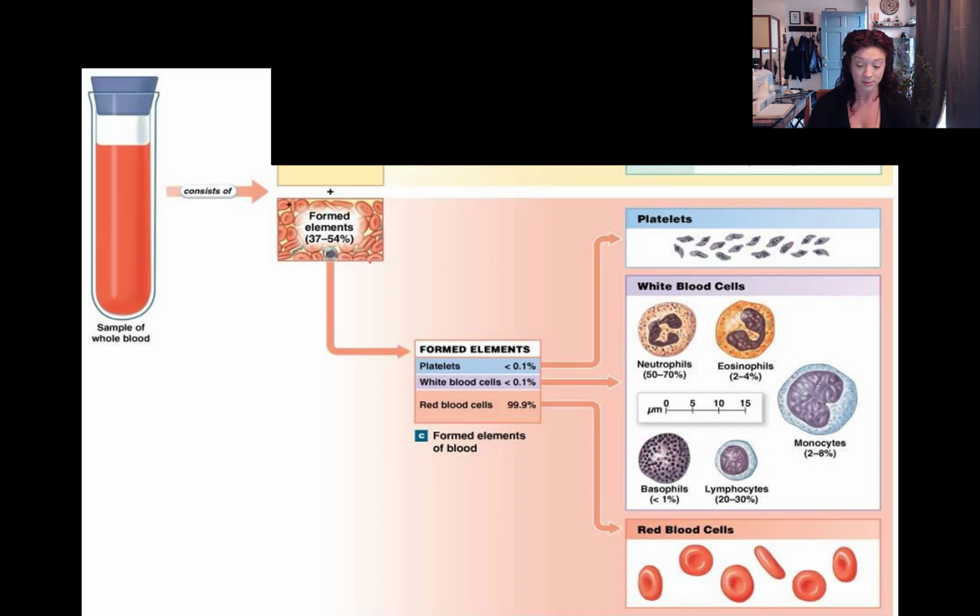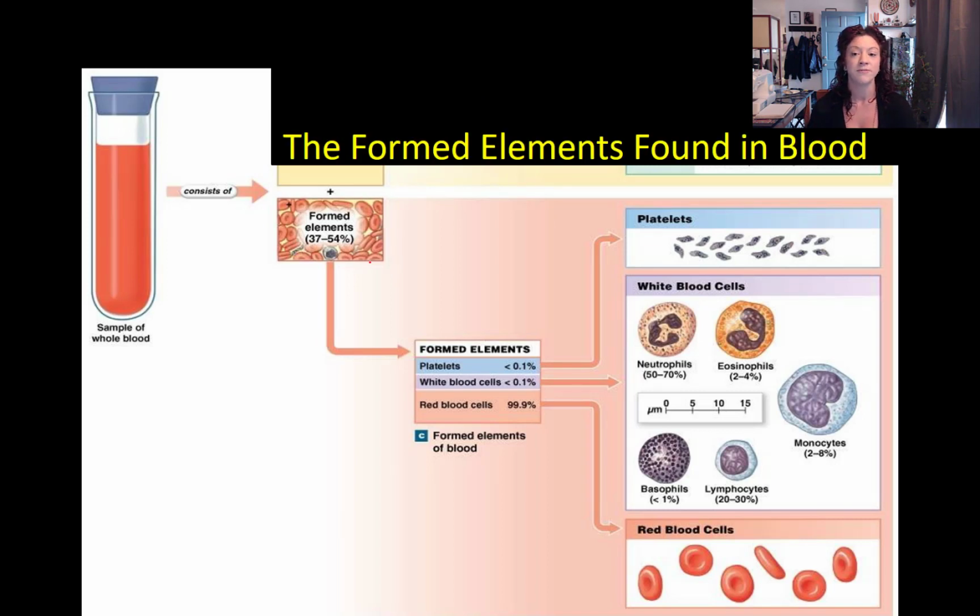All right, that's it for plasma. Now we're going to move on to the formed elements that are found in blood. A formed element is something that's a solid or a molecule. The majority of the formed elements that we are going to discuss are cell types. You can see them here. Platelets, white blood cells, and red blood cells.